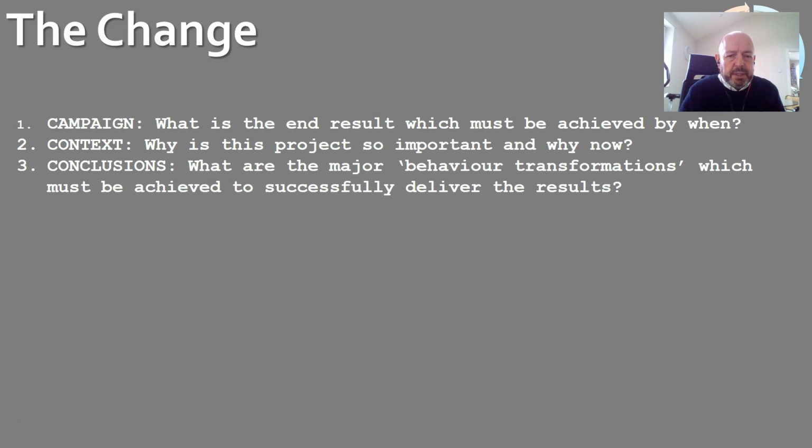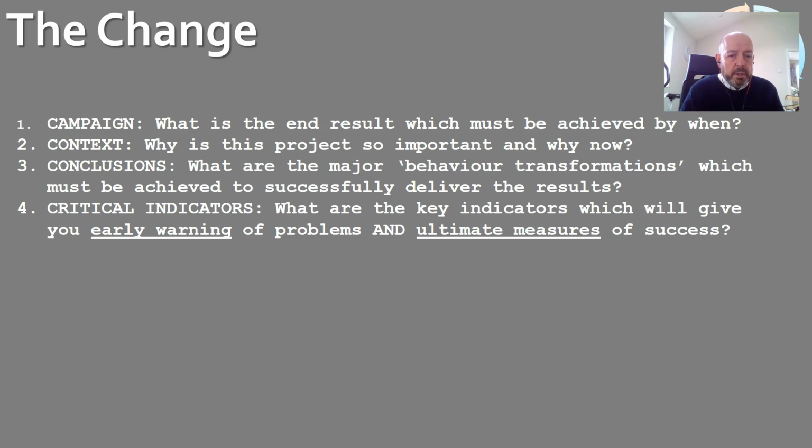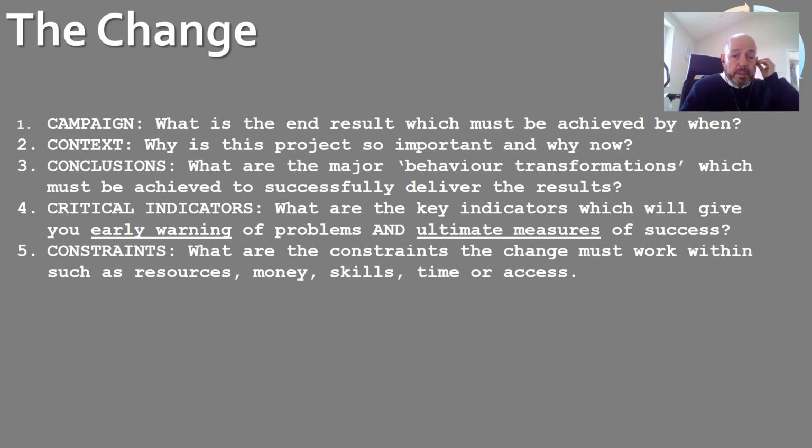What are the behaviour transformations that would have to happen that haven't happened before for this change to be successful? What are your critical indicators? And we're thinking of two things. Early warning indicators that say your change project is off track, and ultimate measures of success.